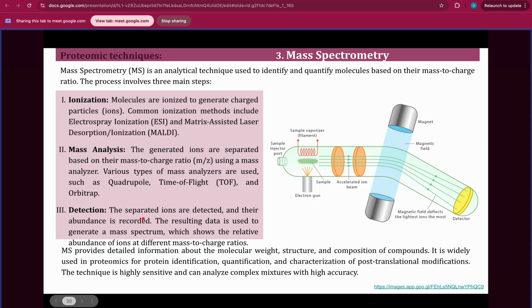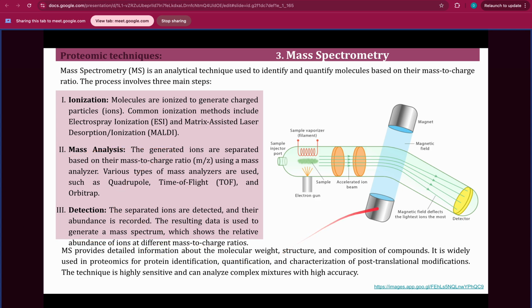In detection, we will detect the spectra on the basis of how quickly they are obtained. We detect the separated ions, and their abundance is recorded for quantity purposes if we want to perform quantitation. The resulting data is used to generate a mass spectrum, which will show the relative abundance of ions at different mass to charge ratios. On the basis of mass to charge, at different time points we will obtain different ions. In that way, ultimately we will go for the detection. So this is the overview of mass spectrometry.